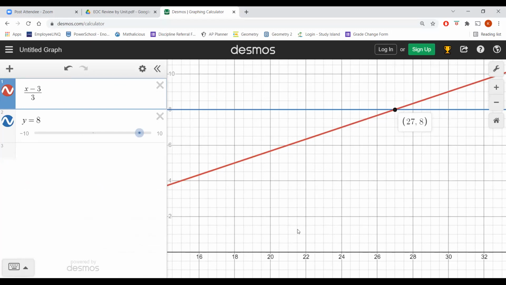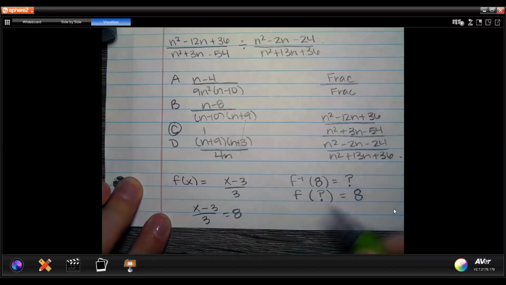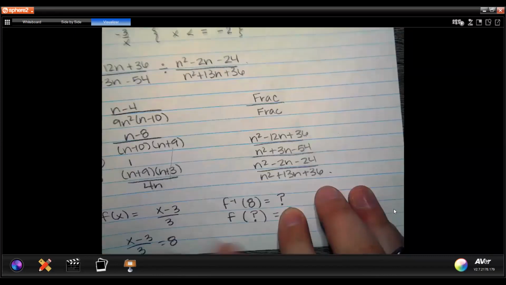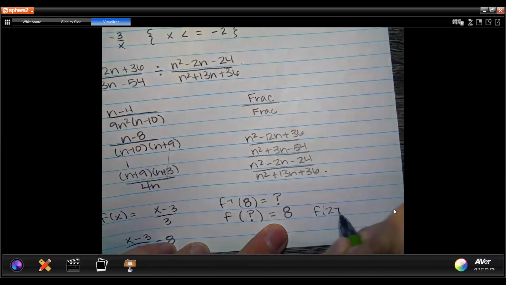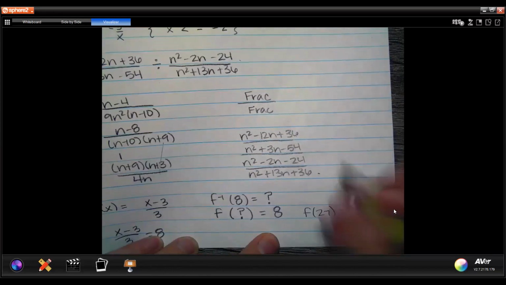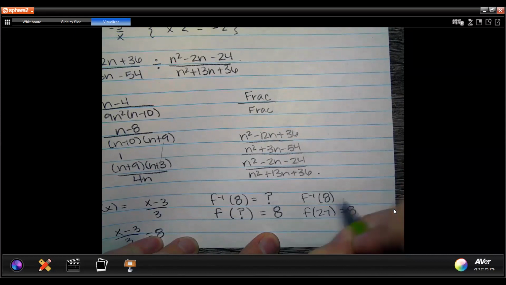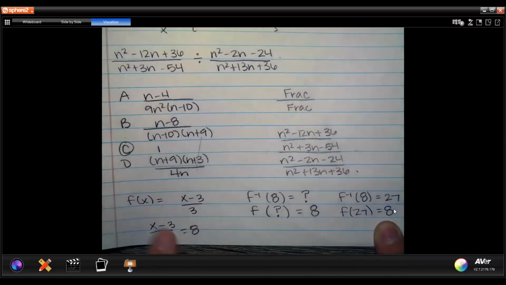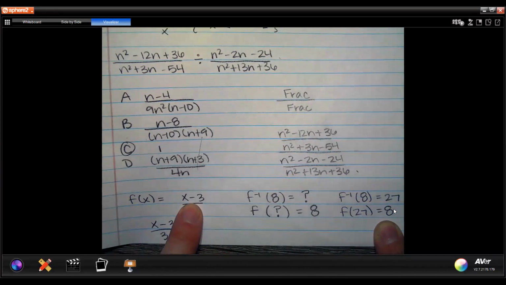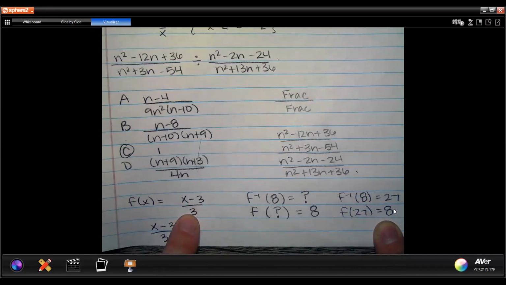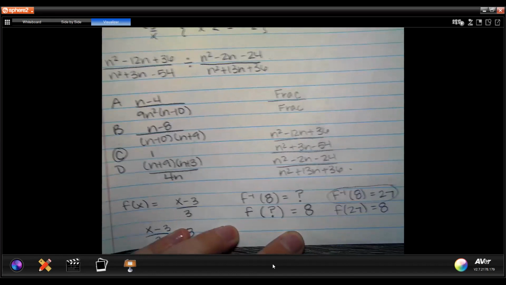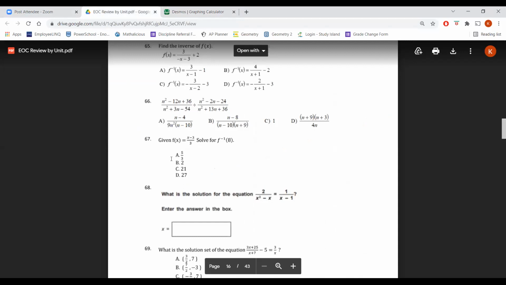Okay, so what this means is that in theory, f of 27 equals 8. f of 27 should equal 8. And that should mean that f inverse of 8 equals 27. So let's just make sure that that makes sense. So let's go back here. 27 minus 3 is 24. 24 divided by 3 is 8. Okay, so that does make sense. So this is the answer. Let's make sure that that's one of the answer choices, that I have not led you astray. 27, yes, the answer is D.